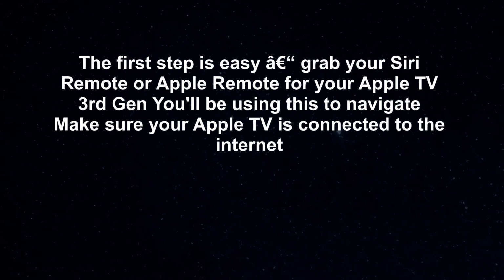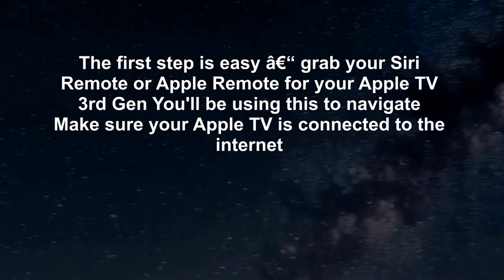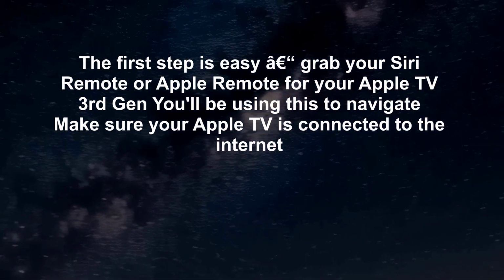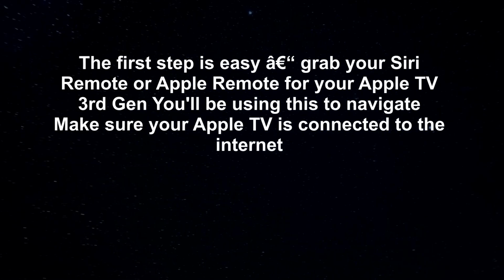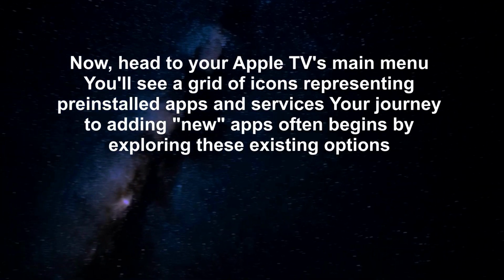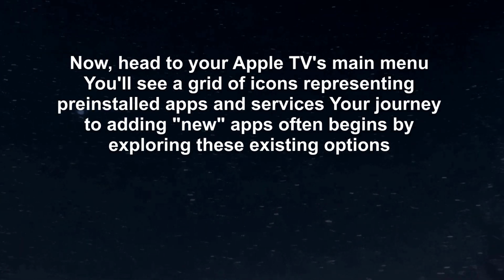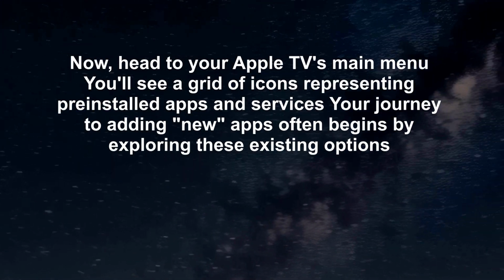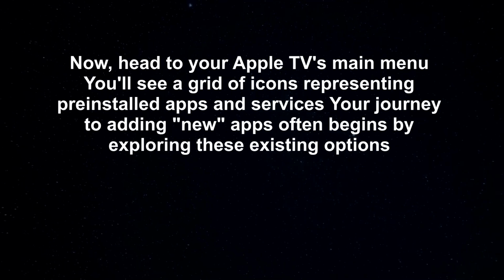The first step is easy. Grab your Siri remote or Apple remote for your Apple TV 3rd Gen. You'll be using this to navigate. Make sure your Apple TV is connected to the internet. Now head to your Apple TV's main menu. You'll see a grid of icons representing pre-installed apps and services. Your journey to adding new apps often begins by exploring these existing options.